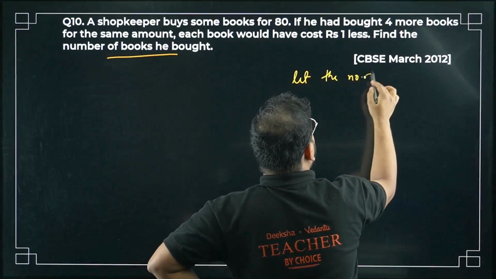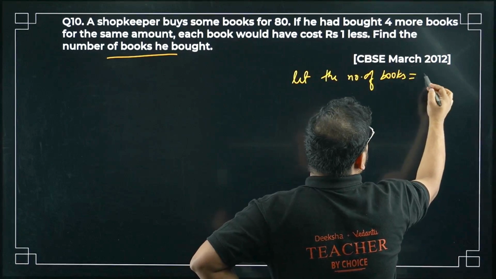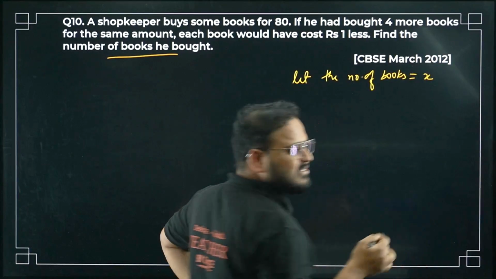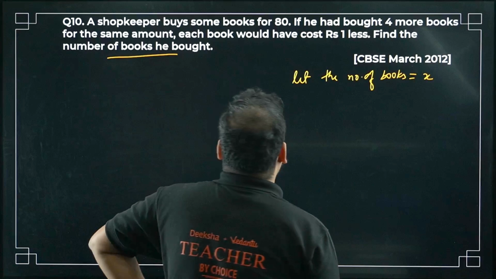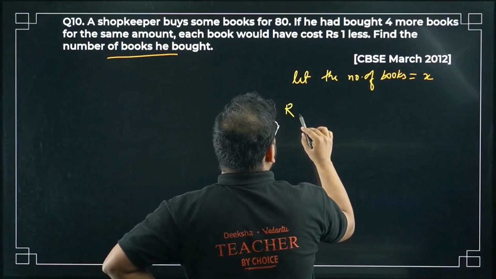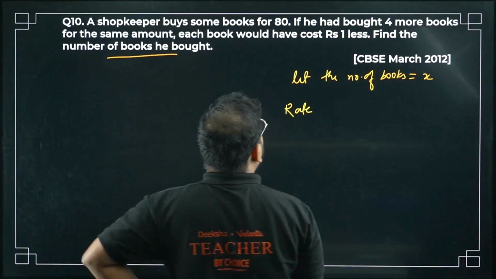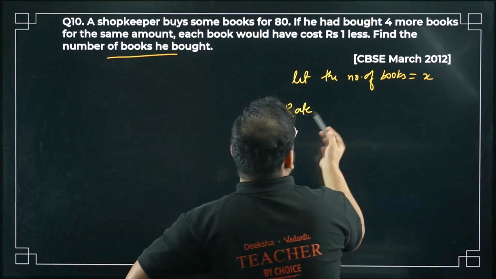Let the number of books purchased by the shopkeeper be x. I don't have to write the unit, it's a number, so x. Now what's the cost per book? We can write it as the rate.